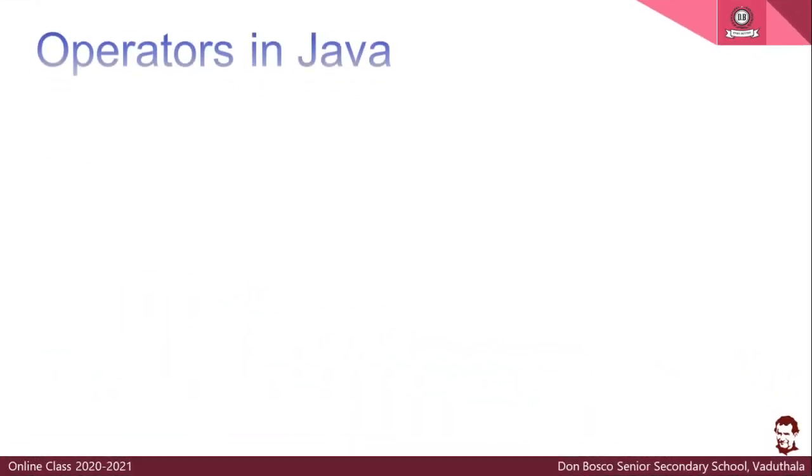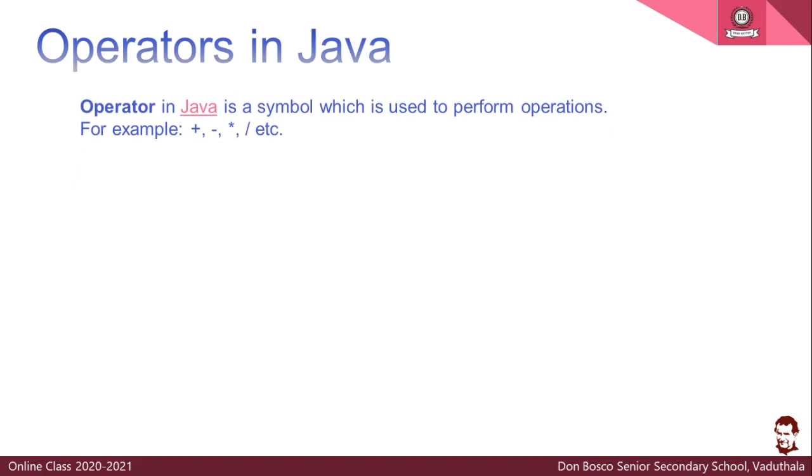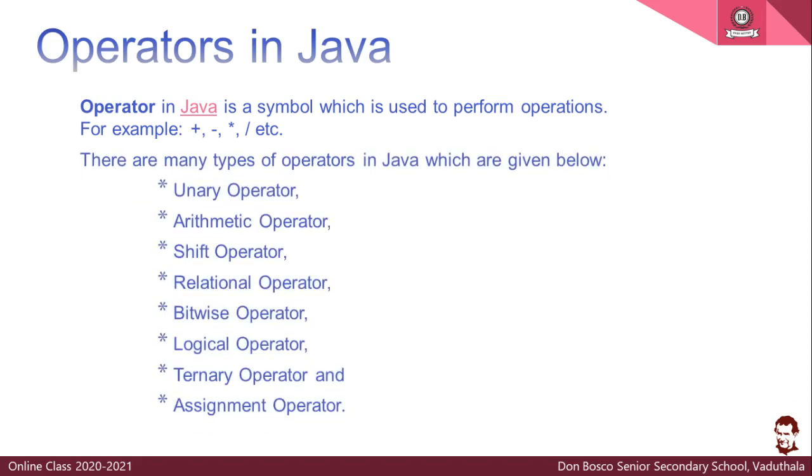Now we can learn the next topic, that is operators in Java. We learned different types of operators. An operator in Java is a symbol which is used to perform operations. Okay, simply plus, minus, multiplication, division, modulus, etc. So different operators are there. We can categorize these operators one by one. Please read: unary, arithmetic, shift, relational, bitwise, logical, ternary, assignment. You learned all these in 9th standard. Once again we have to revise all these. That is the reason I am going through all these terms one by one.